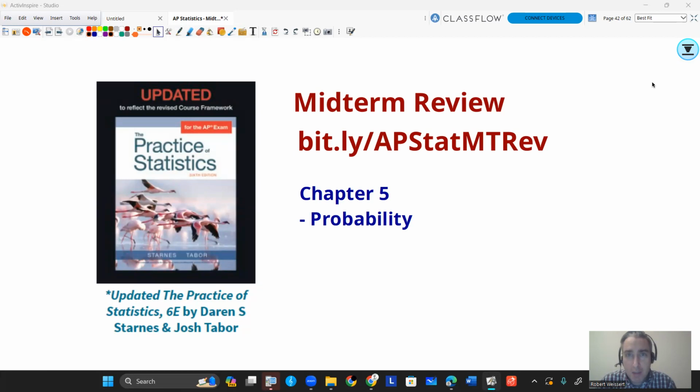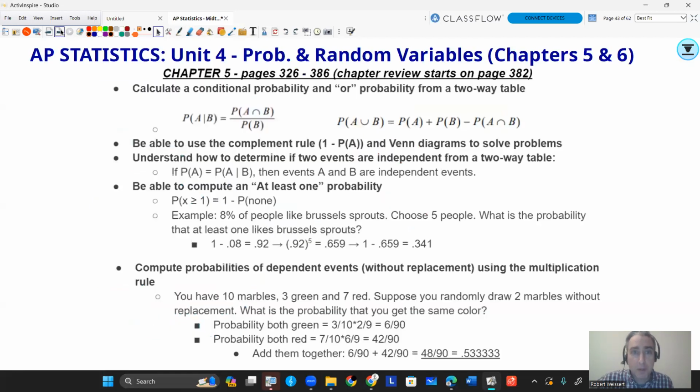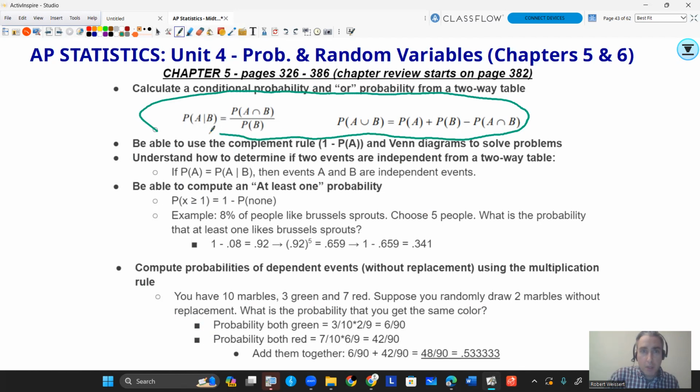Let's begin. We're going to be talking about probability rules. This is part of a larger unit that covers probability and random variables, which is chapter 5 and chapter 6 in this textbook. The first thing to talk about for probability rules is the general formulas for the or and the conditional probabilities. When you take your AP exam, on your formula sheet, you are given these two formulas here. So they look like they're in formula sheet mode because that's on the formula sheet.